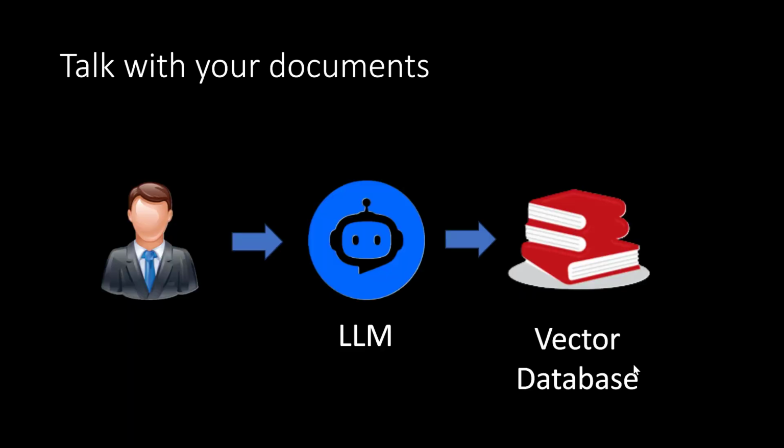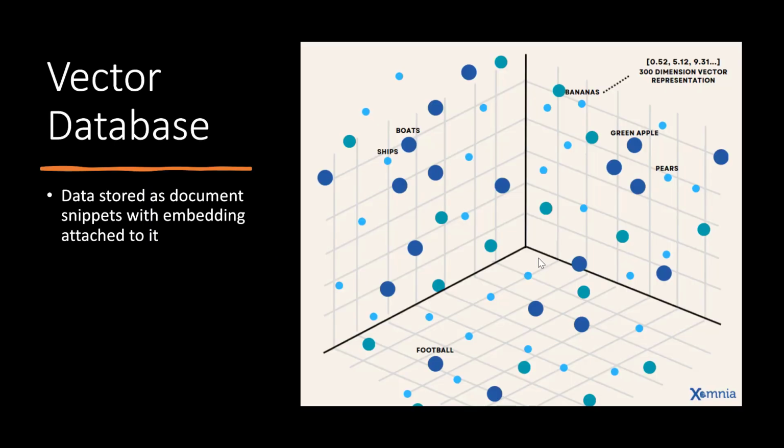Alright, I've said the documents would be stored in the form of a vector database, right? Now what is a vector database? In a vector database, the document is stored as snippets of documents, and each snippet will have an embedding in the vector space. So what's an embedding in a vector space? An embedding is like a position in multi-dimensional space where snippets of similar meaning would be grouped.